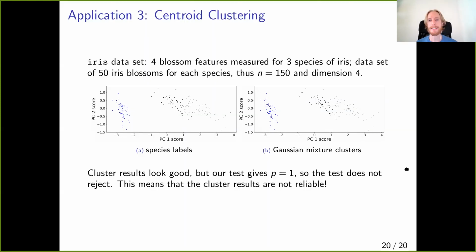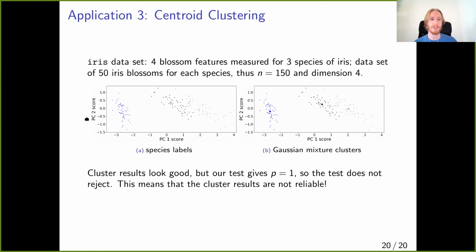Okay, and then the third example is a very classic data set, the iris data set from the R datasets package. We look at 4 blossom features for iris flowers, 3 species of iris, each of them 50 blossoms. So n is equal to 150 in a dimension 4 space. And we have 3 clusters of size 50, or theoretically, 3 classes of size 50.